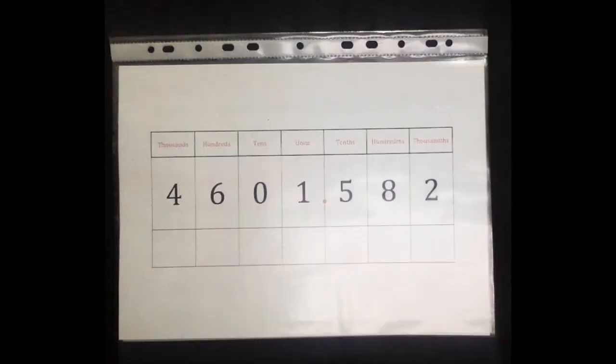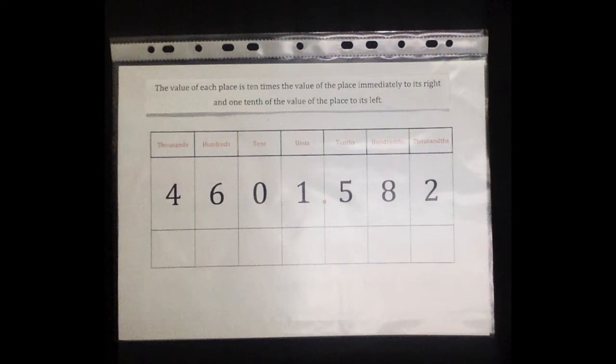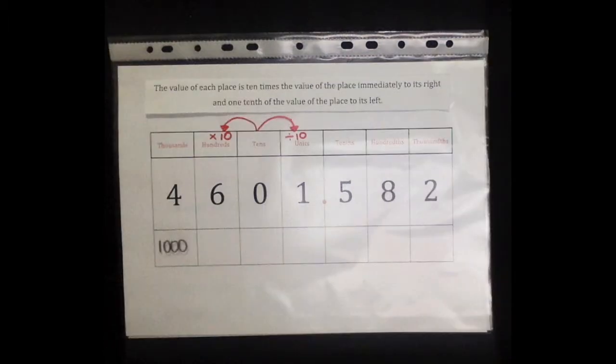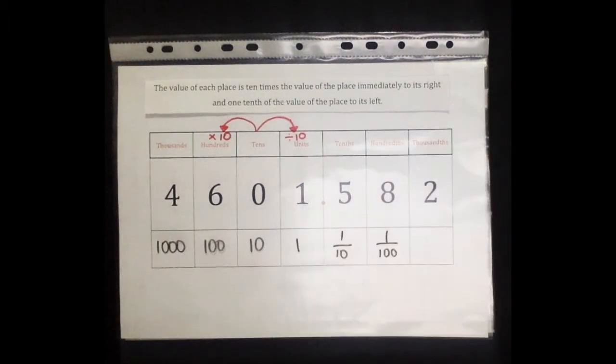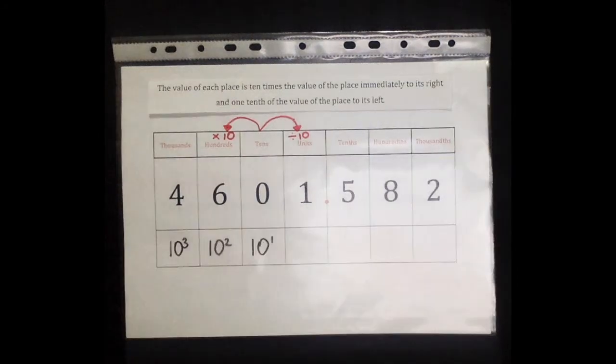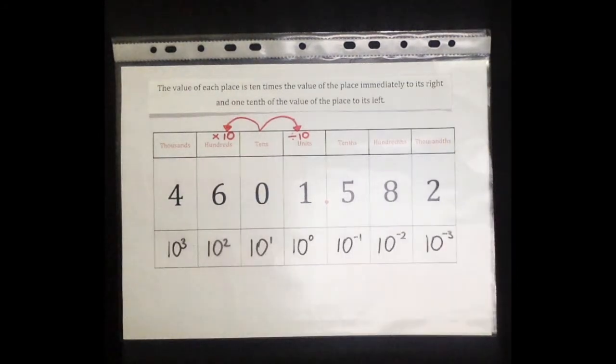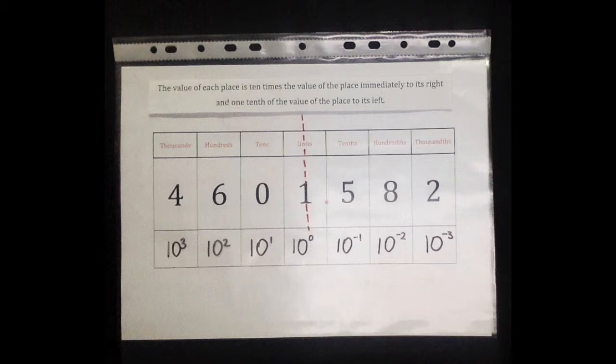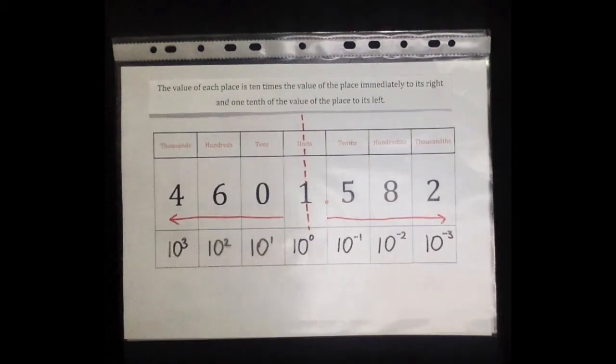The ACARA glossary states that the value of each place is 10 times the value of the place immediately to its right, and 1/10 of the value of the place to its left. Here is how you could view place value. Or, in scientific notation, notice how the symmetry occurs around the units column and not the decimal point itself.